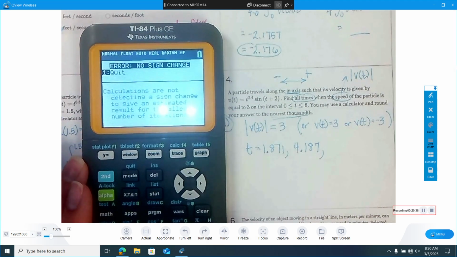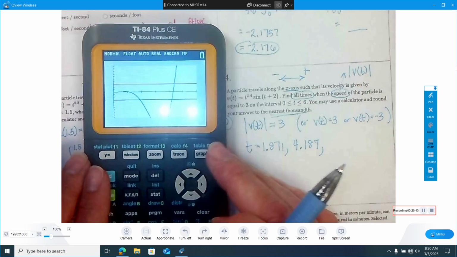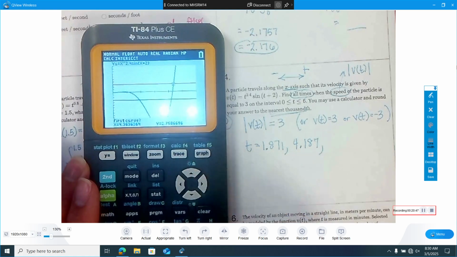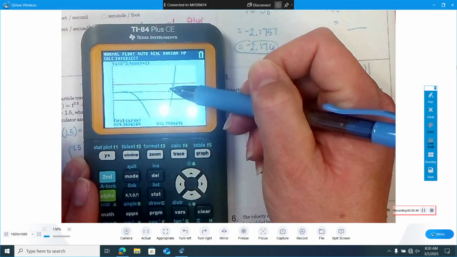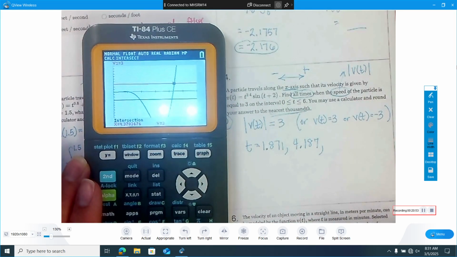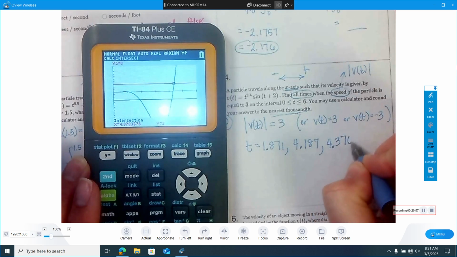Whoops, no sign change. Sorry, I was on the wrong curve. Calculate, number 5. I got my blue. I have to be on the blue line and the red line. I overlooked that. There we go. Now that intersection, 4.370.